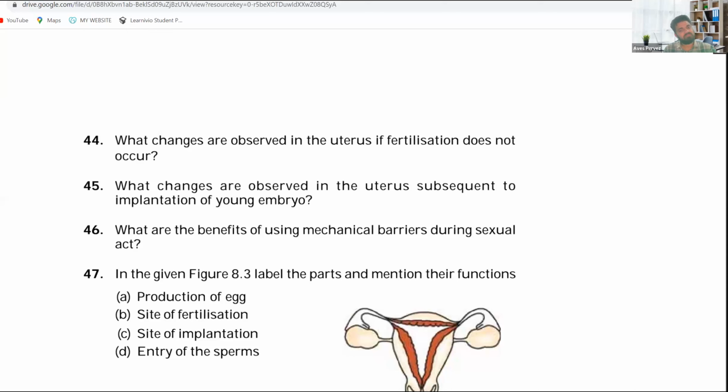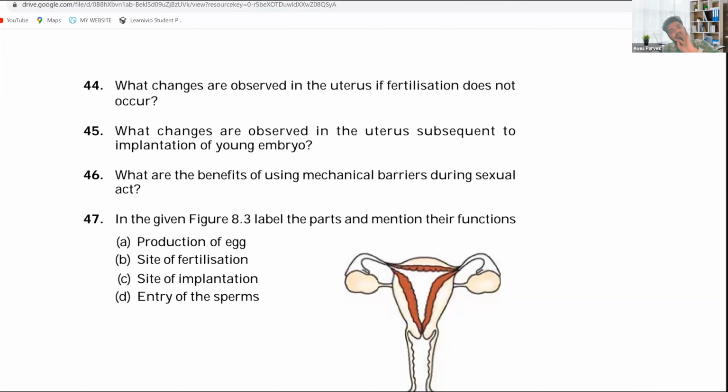So question number 46: what are the benefits of using mechanical barriers during the sexual act? The main benefit is, first of all, that it helps in controlling the population, and second, it protects the person from sexually transmitted diseases. It prevents sexually transmitted diseases from being transferred from one person to another.